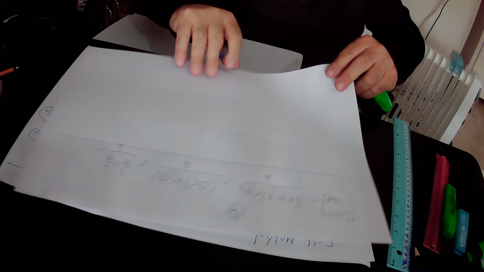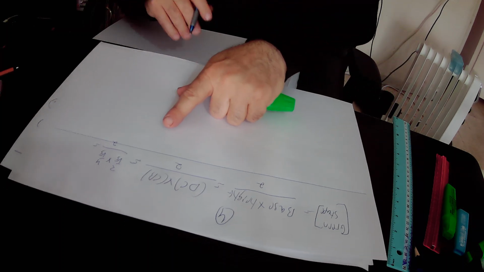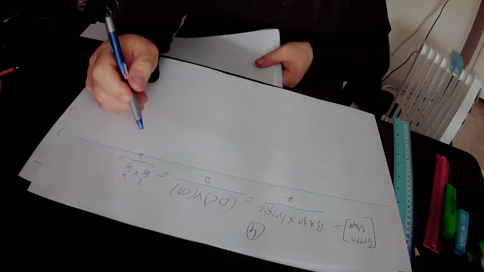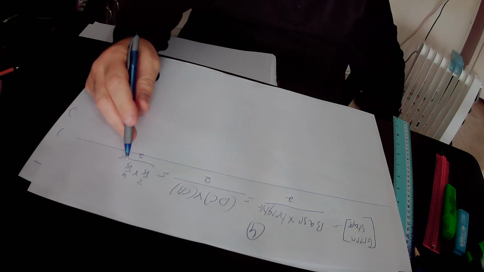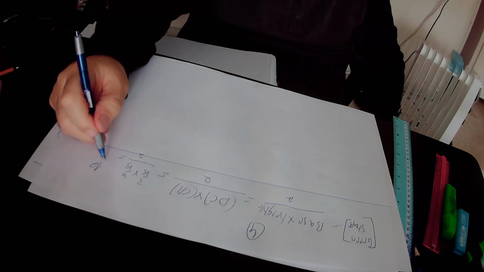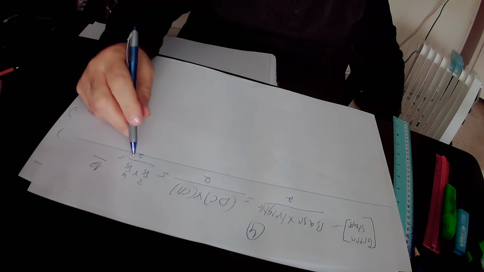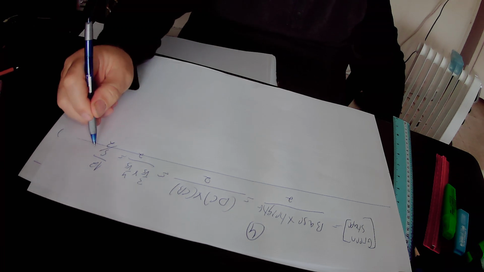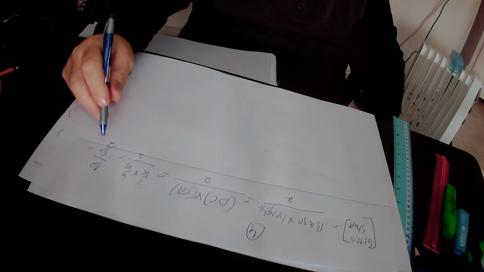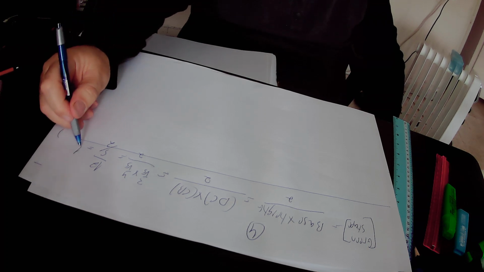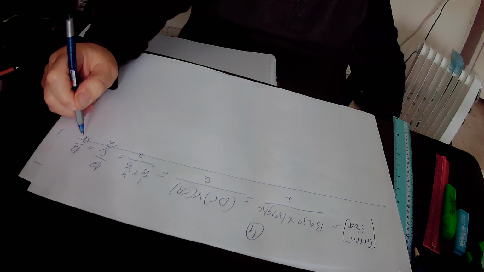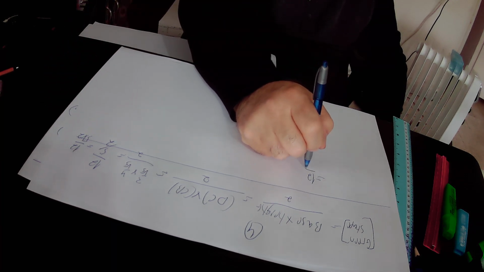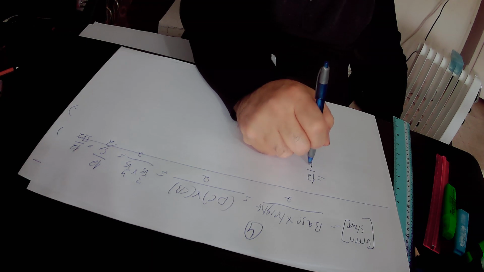So we found that the area of the green shape equals the value of this expression, and this expression equals 3 times 4 is 12, over square root of 5 times square root of 5 is 5, over 2. 12 over 5 over 2 equals 12 over 5 times 2. 5 times 2 is 10.